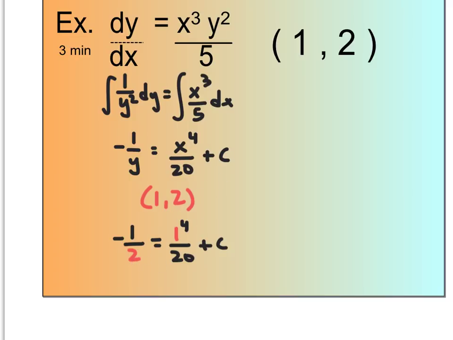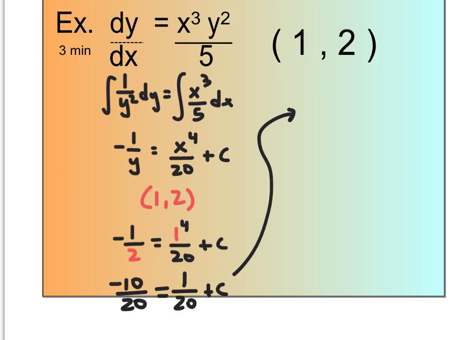This right here, negative 1 over 2, is the same as negative 10 over 20. It's equal to 1 over 20 plus c. Therefore, it looks like c would be negative 11/20. So I'm going to place that back into this step right here, and I'm going to solve for y.